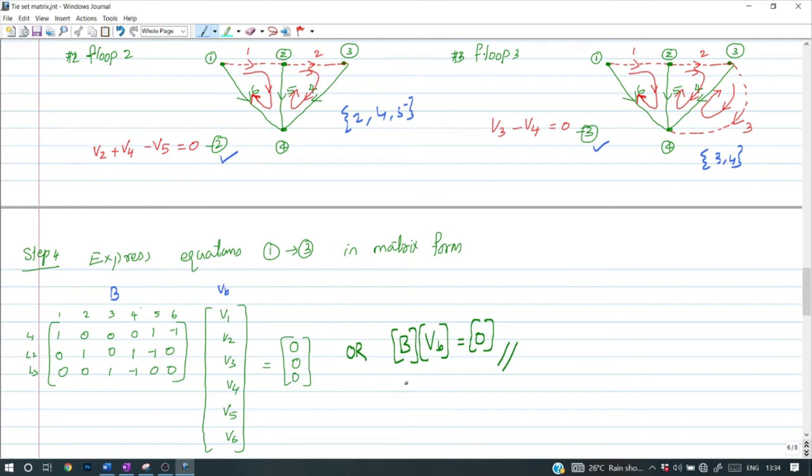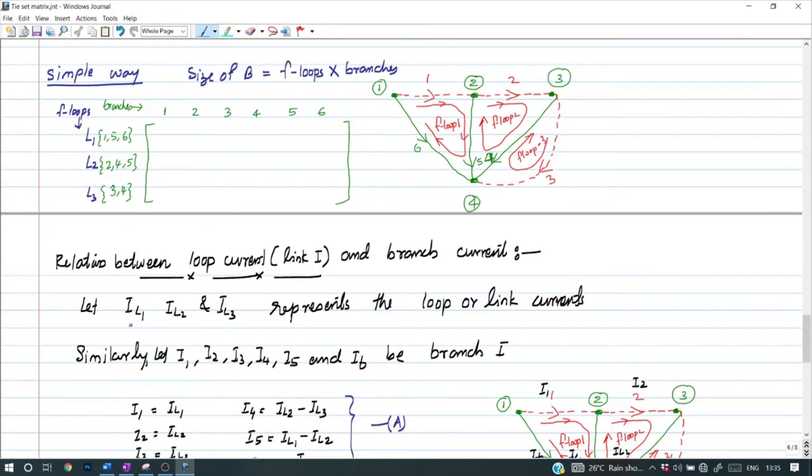So in general we can write down this equation: B matrix into branch voltage matrix is equal to null matrix. B VB is equal to 0. In order to build the tie-set matrix, there is a simple way. Size of B matrix is equal to fundamental loops by branches. How many fundamental loops are there? Here 3 fundamental loops are there. How many branches are there? 6 branches are there. So its size is 3 by 6.